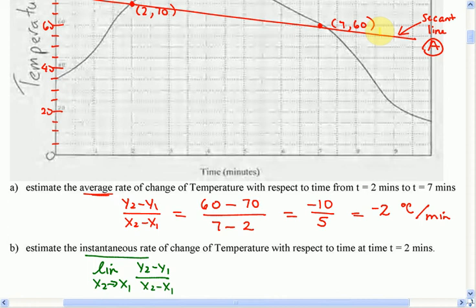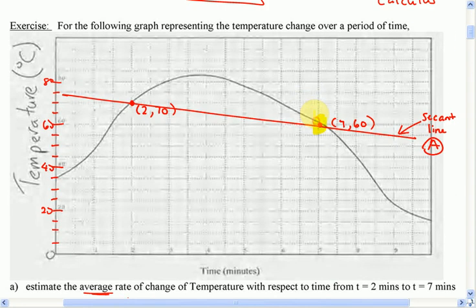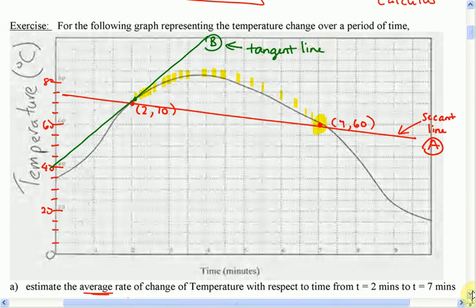Just watch me first. You're going to take this point, 7, and you're going to move it closer and closer to 2 so that the two points are now almost right on top of each other. So if I were to draw in now my line at the instantaneous rate of change, hopefully you'll draw something like this. And what you should be drawing is, yes, this is a tangent line. So please, can you now draw that into your notes.